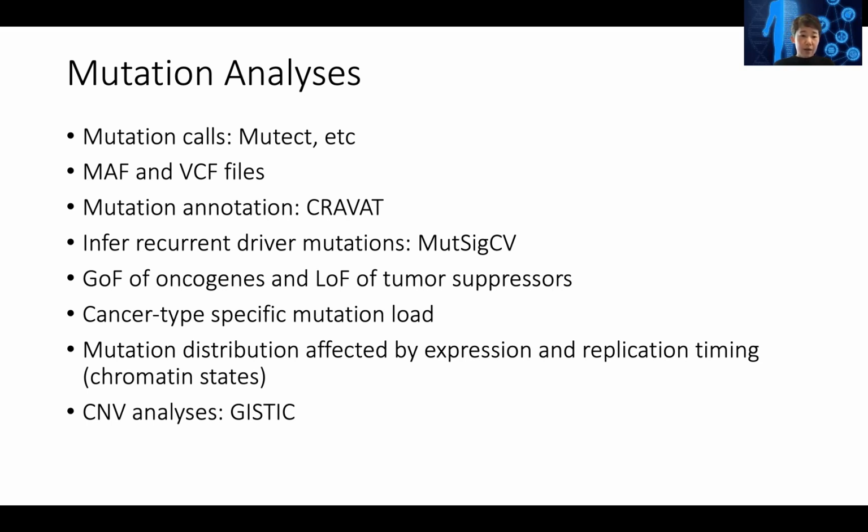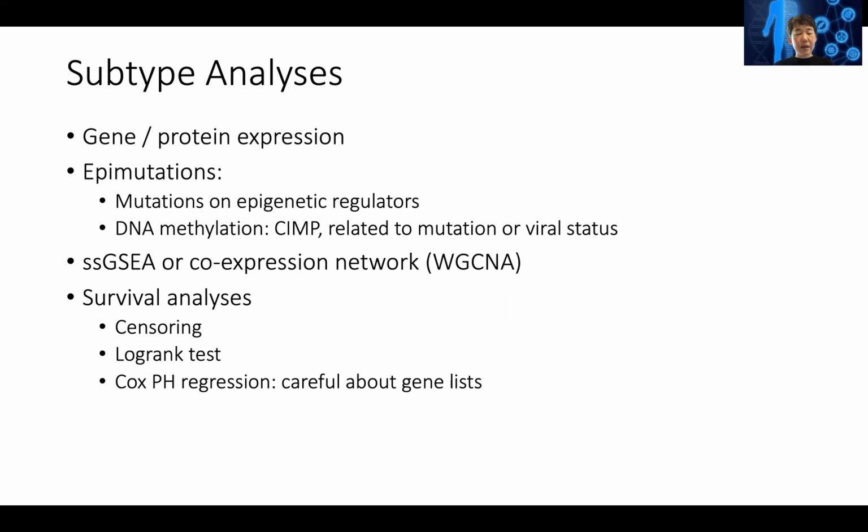And these cancer type specific mutation distributions or mutation patterns sometimes can be related to smoking, to some specific exposure to carcinogen, but also can be related to expression, to replication timing, or to chromatin states such as DNA methylation. And finally, we talk about copy number variation analysis using GISTIC. So most of the time, oncogenes can also have copy number gain, and tumor suppressors can also have copy number loss. And so that's the whole mutation analysis.